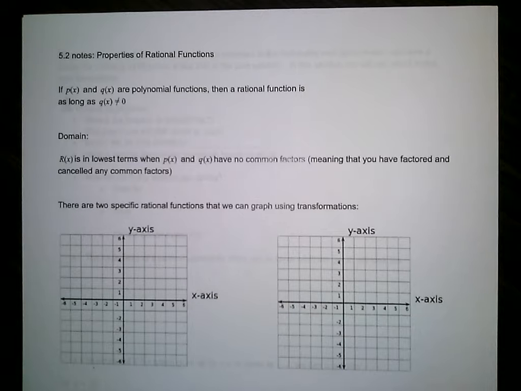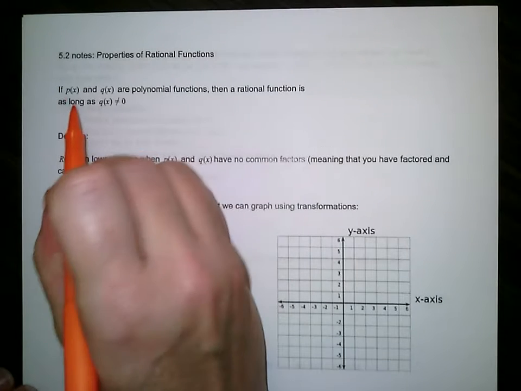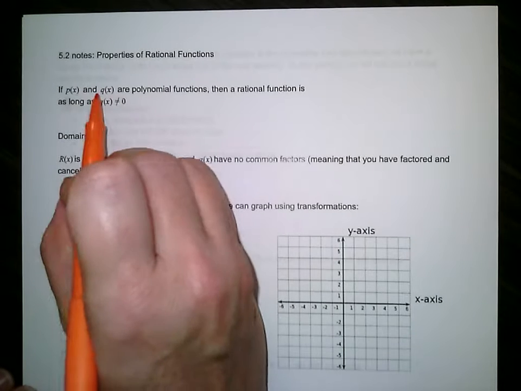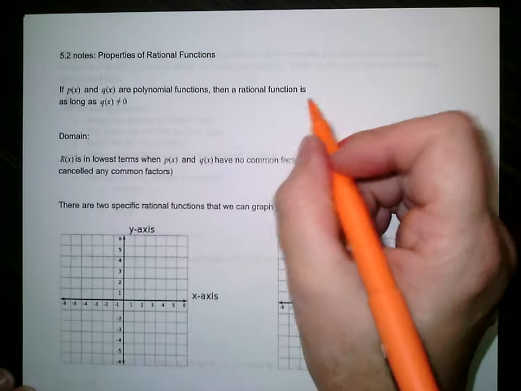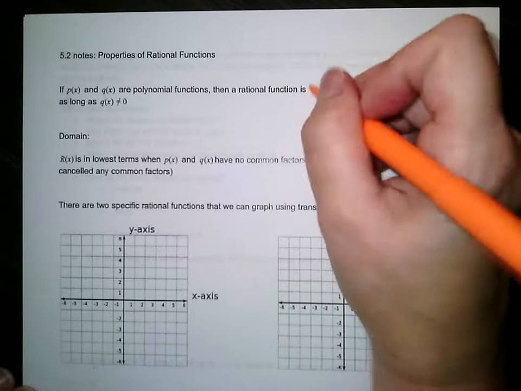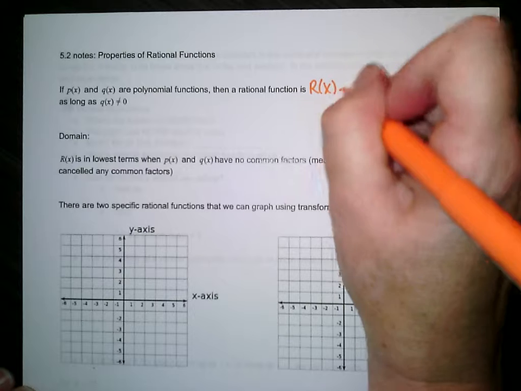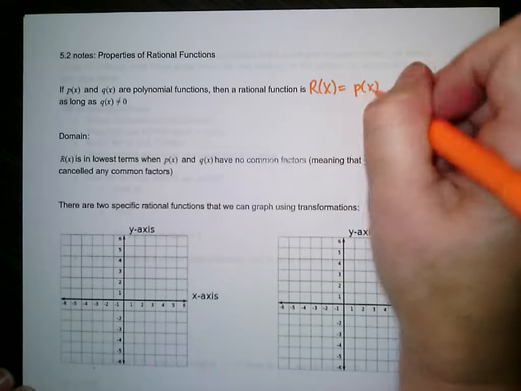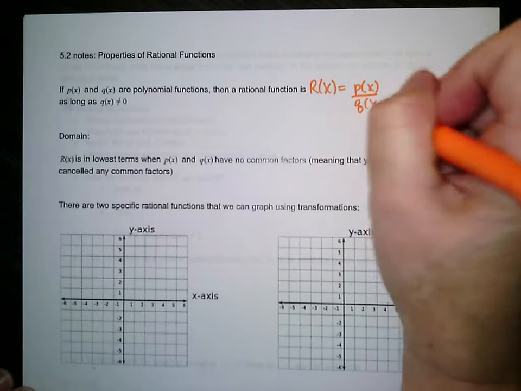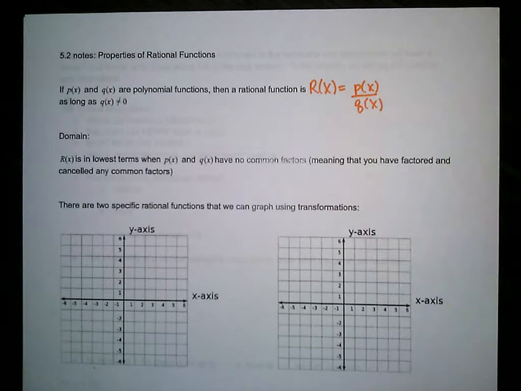In section 5.2, we're going to be looking at some properties of rational functions. So we should start out by saying what a rational function is. If we have two polynomial functions, p of x and q of x, then a rational function would be r of x equals p of x over q of x. So a rational function is just a fraction that is made up out of two polynomial functions.